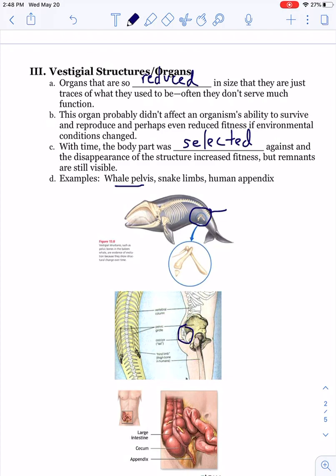Humans have a tailbone. Snakes, if you were to dissect inside of them, have what's left of legs from their lizard relatives. So they've lost the ability to walk. And then you could argue that the appendix is a section of the large intestine that no longer serves a major function. So those are all vestigial structures, and vestigial structures help to support that organisms have changed over time.